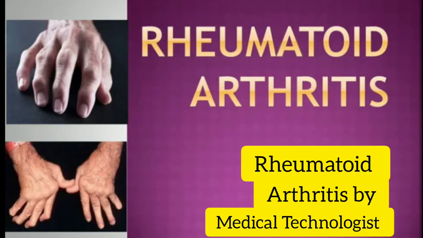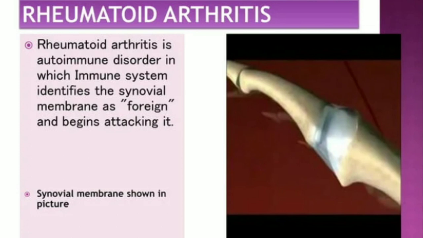Hello, medical technologist community. Today we will discuss rheumatoid arthritis. Rheumatoid arthritis is an autoimmune disorder in which the immune system identifies the synovial membrane as foreign and attacks it. The synovial membrane is shown in the picture.